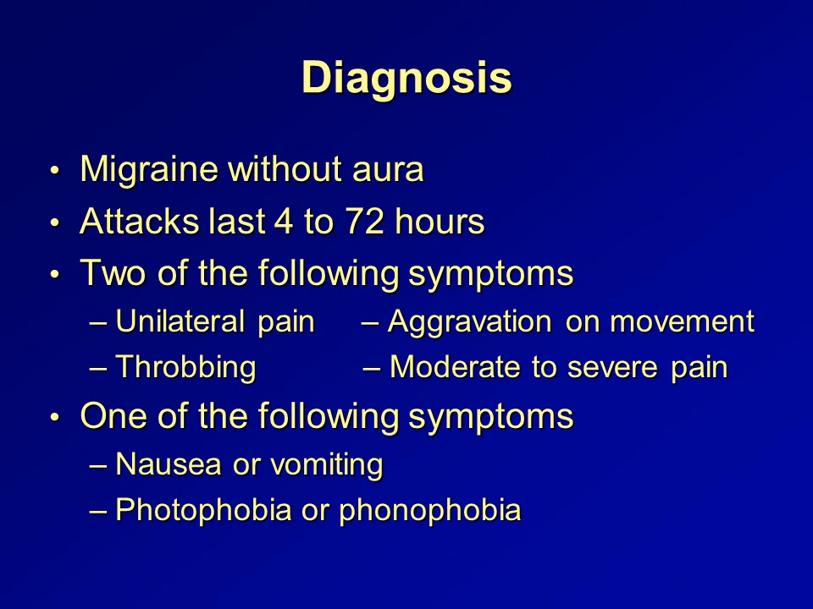Attacks that include 2 or more of the following symptoms: unilateral pain, pain aggravation on movement such as walking or stairs or routine physical activity, throbbing or a pulsating quality to the pain, and moderate to severe in intensity, enough to inhibit or prohibit usual daily activities. It also includes one of the following symptoms: nausea or vomiting, photophobia or phonophobia.